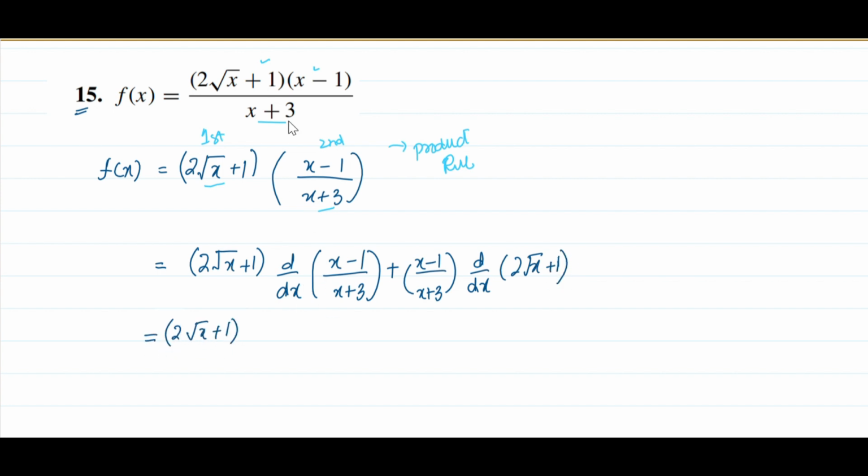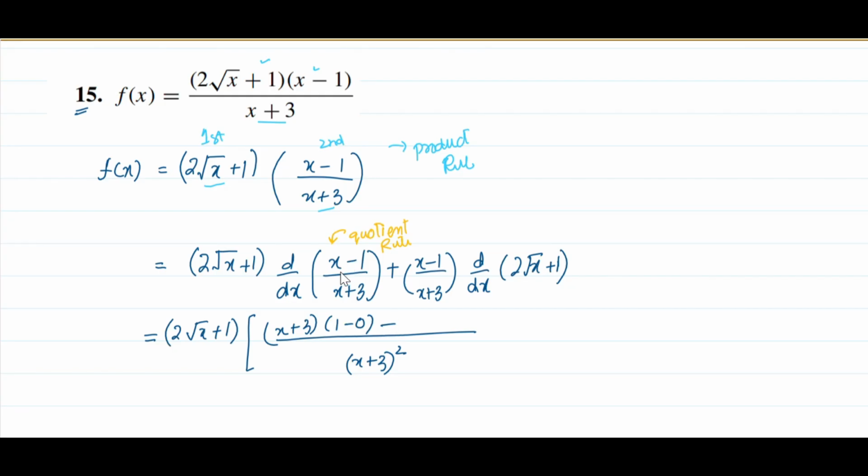Now what is d by dx of this function? If you notice, these two functions are dividing, so we use the quotient rule here. According to the quotient rule, the denominator function will be in the form of a square, and the same function will be above, and the derivative of the numerator function, x derivative is 1 and 1 derivative is 0.